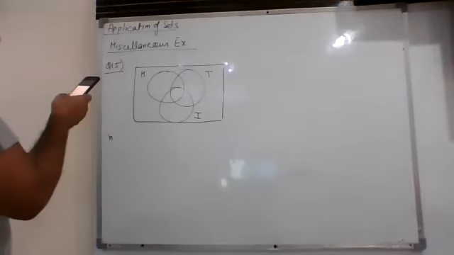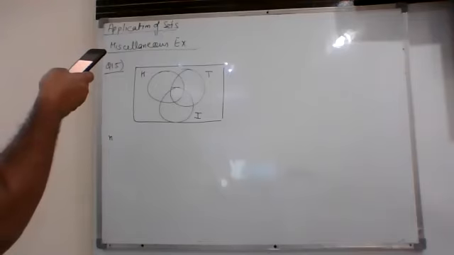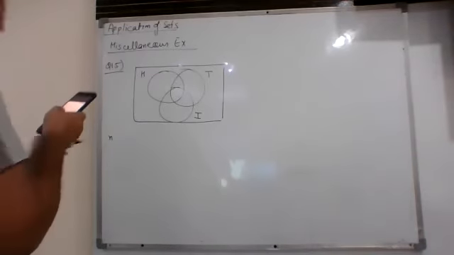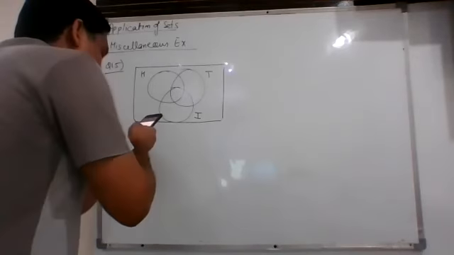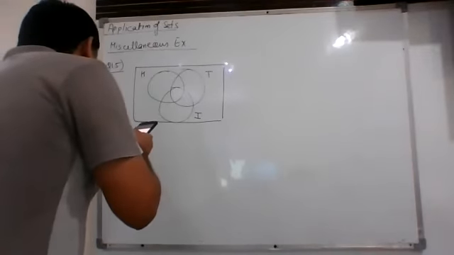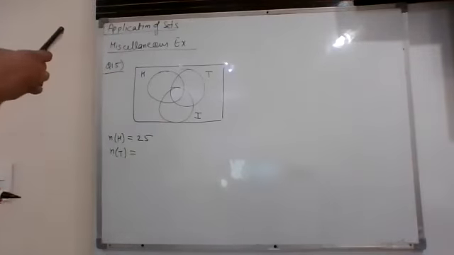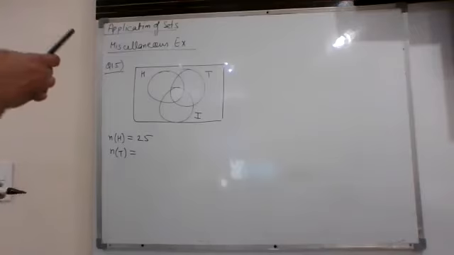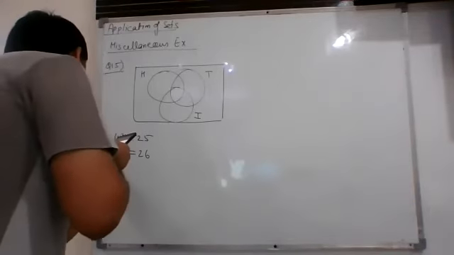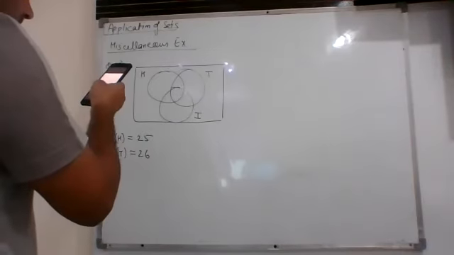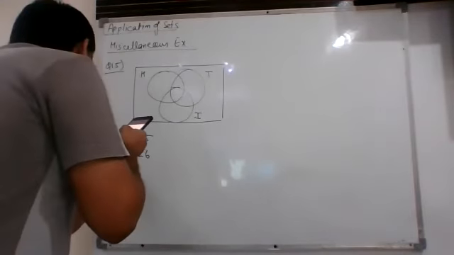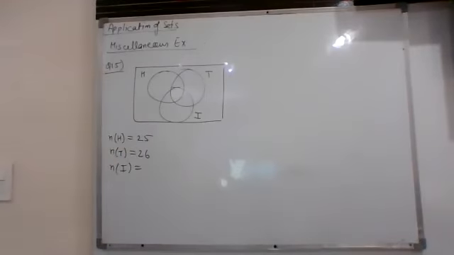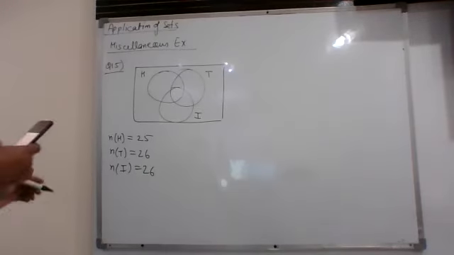It is written in the question that 25 people read newspaper H. So n(H) is equal to 25. n(T) is equal to 26, as 26 read newspaper T. n(I) is also equal to 26.